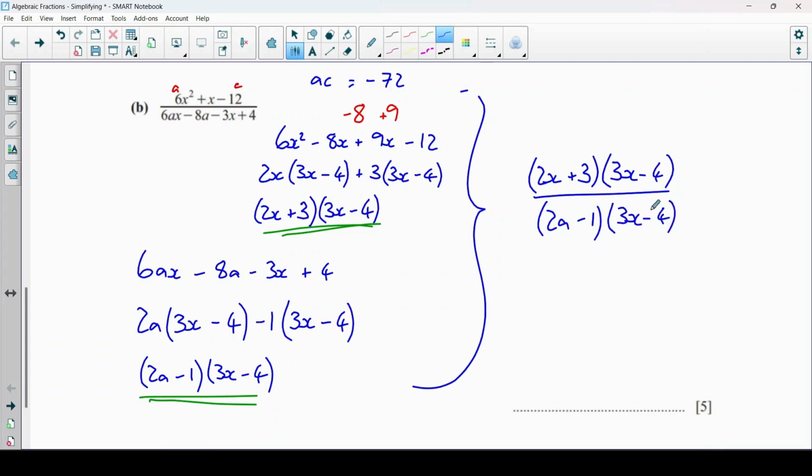And we get that common term, 3x minus 4 on the top and the bottom. Let's divide by that, and we end up with 2x plus 3 over 2a minus 1. And some of you might be thinking, well, can't we divide by 2 as well? No, we can't. We can't divide this separate term by 2. And we can't divide this term by 2. We can't divide the 3, we can't divide the 1 by 2. So that's as far as we can simplify.